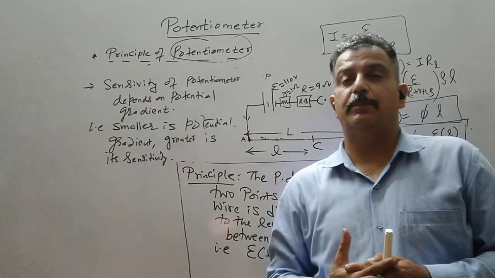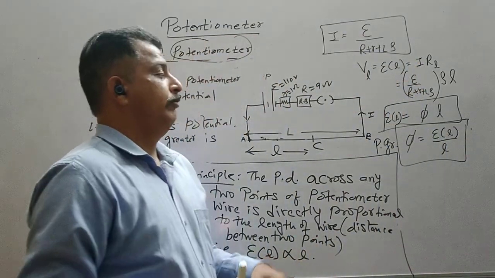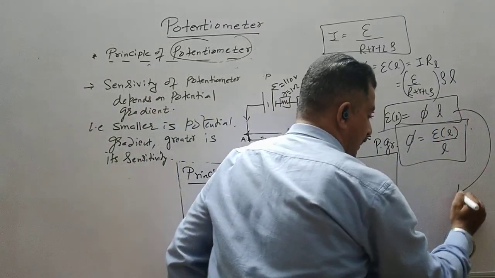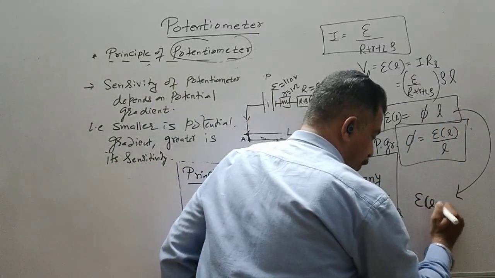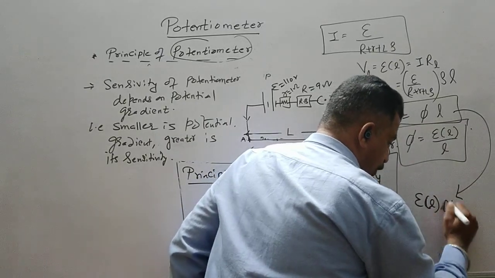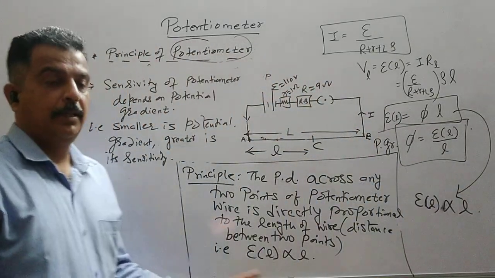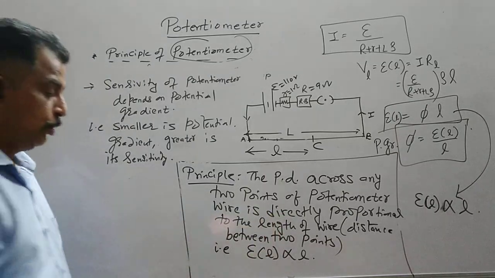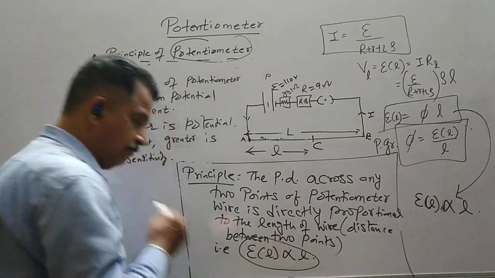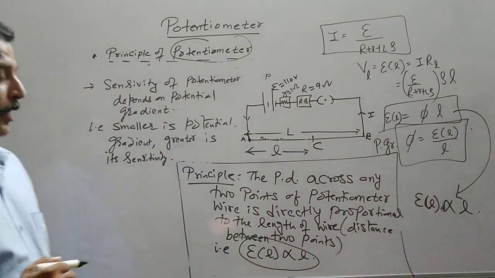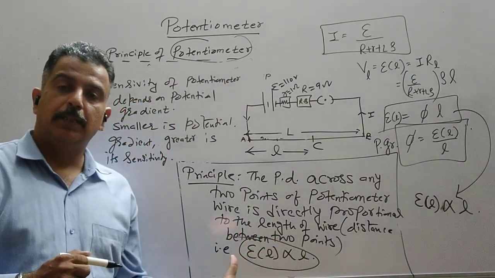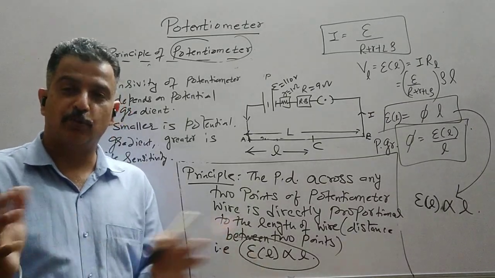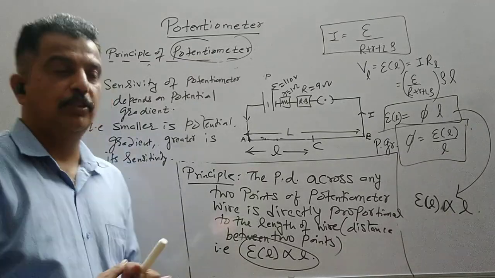So this is the principle of potentiometer, which is directly proportional. I can write this term as the potential difference across any point is directly proportional to the length of the wire or distance between the 2 points. This is the main principle, and we will use this concept to find out the EMF of a cell as well, the internal resistance of the cell.